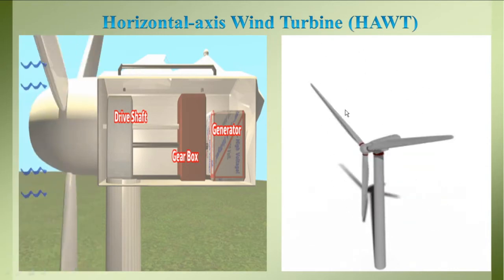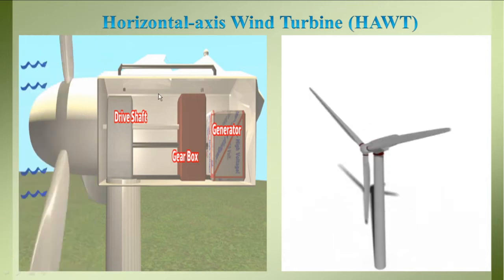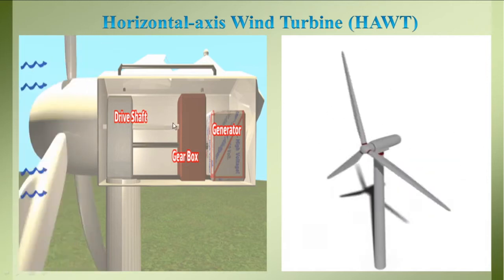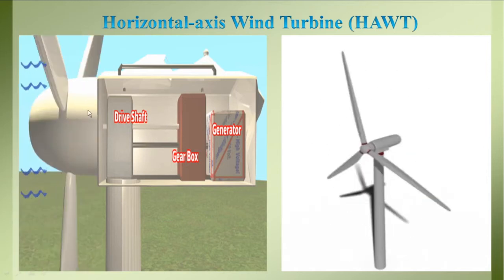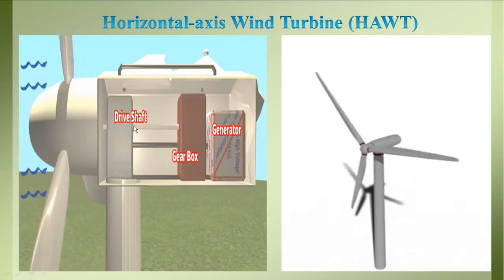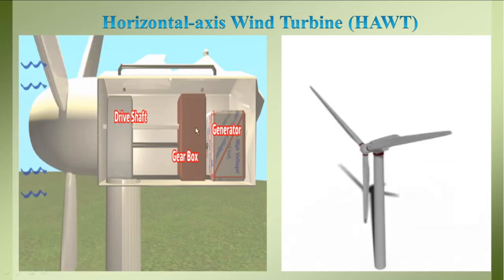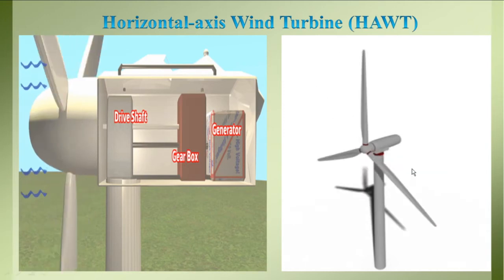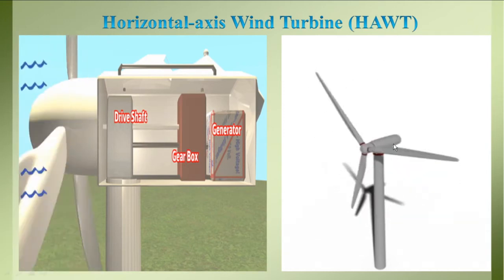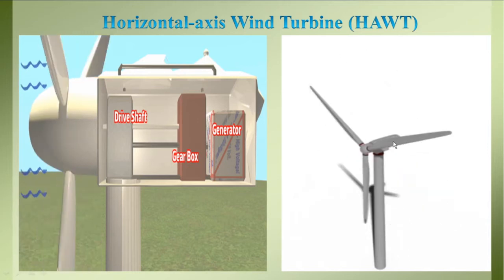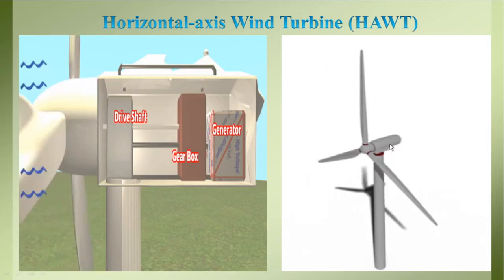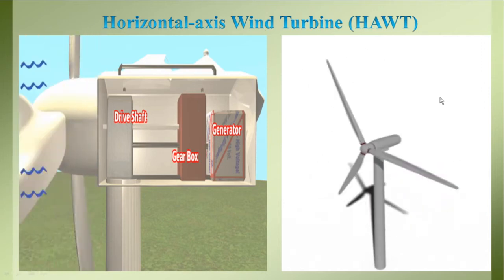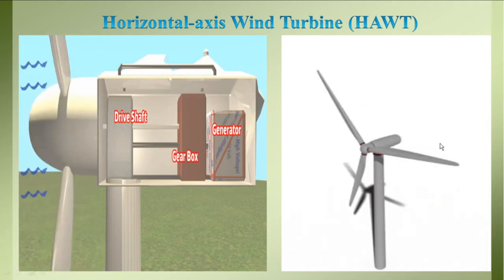Let's say in the horizontal axis wind turbine, as per the diagram shown here, the rotor is rotating at a particular speed, and this shaft is located in the horizontal position. Basically, the rotor, the gearbox mechanism, the drive shaft and the generator are all located in the horizontal position, and this whole system is located over the tower. As per the animation shown here, the shaft is rotating at a particular angular velocity, and this shaft position is on the horizontal axis, so we call this turbine the horizontal axis wind turbine. In most of the commercial sector, the horizontal axis wind turbine is preferred.